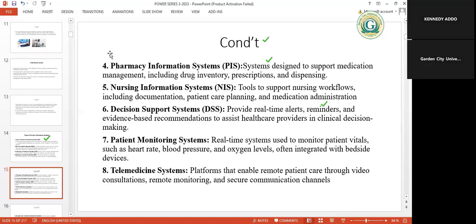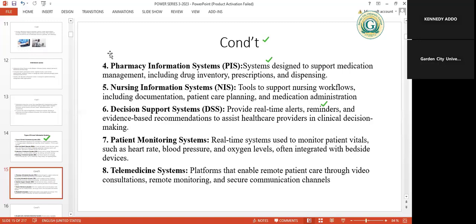Then we also go to pharmacy information systems. They are tailored around the activities pharmacy people perform, including medication management, inventory control, prescriptions, and then dispensing of what? Drugs. Now, we are just coming to nursing informatics. So nursing information systems are tools to support nursing workflows, including documentation, patient care planning, and medication administration. So these are part of the activities nurses perform when managing their patients. And all of them have been interfaced on the electronic health records.